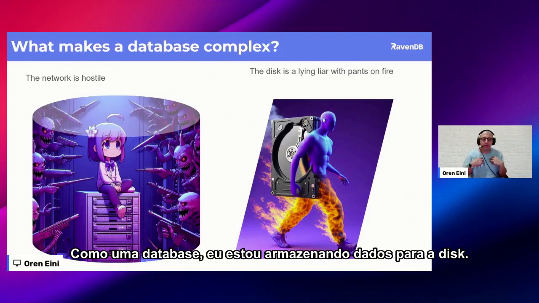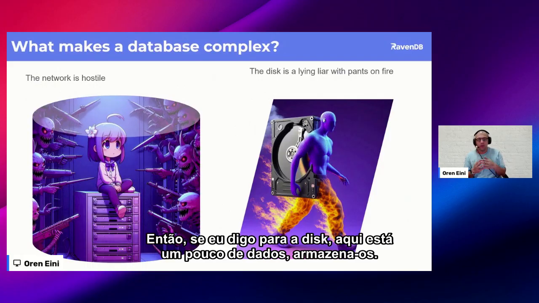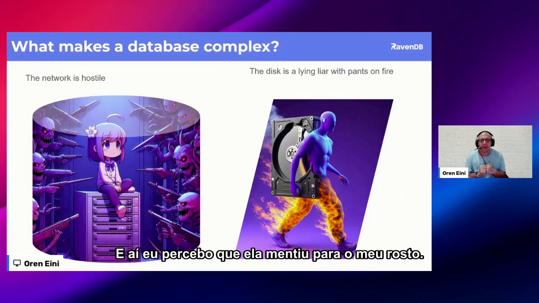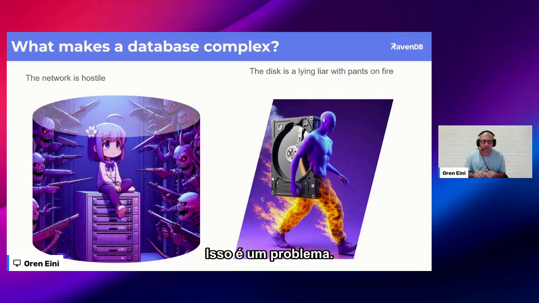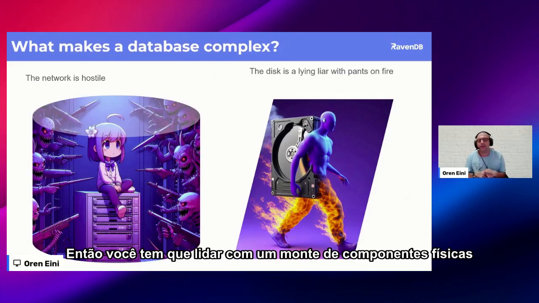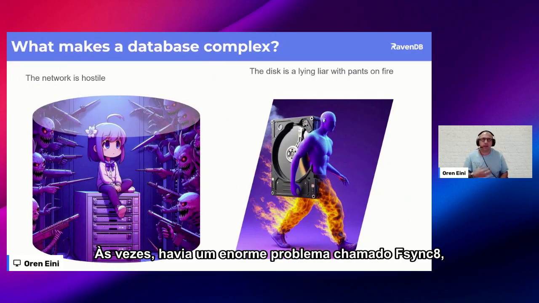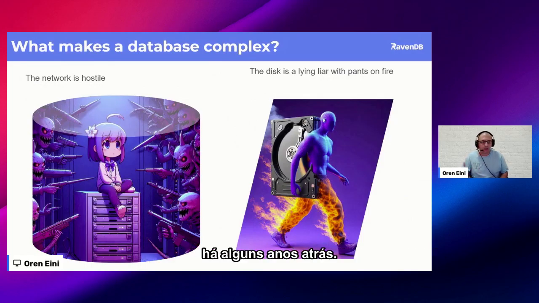As a database, I'm storing data to disk. So if I tell the disk, here is some data, store it, and it tells me, okay, I will do that, and then I realize that it lied to my face, that is a problem. And my ability to tell my customer, hey, your disk is a liar, is limited. So you have to deal with a whole bunch of physical components who sometimes fail, sometimes they literally lie to you. Sometimes there was a huge mess called fsyncgate a few years back.